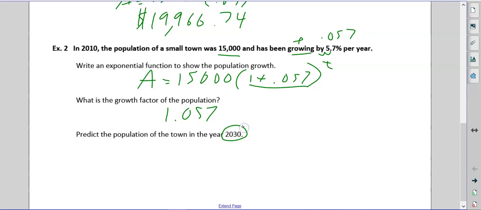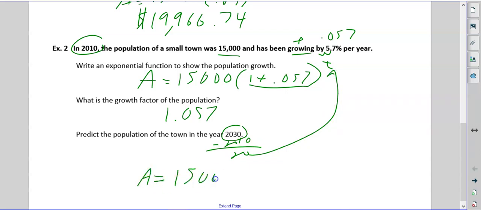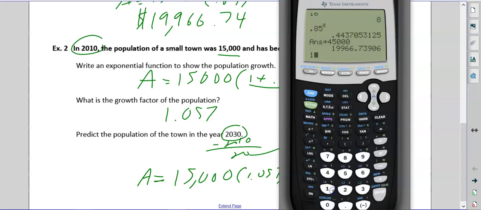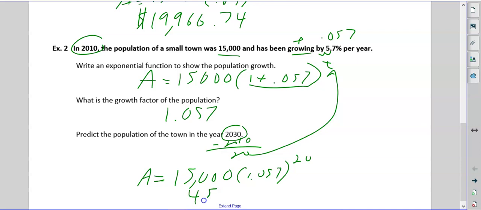What will it be in the year 2030? Well, it started in 2010. So we're going to take 2030 minus 2010 and get 20 years. And that's the number that's going in for time. So again, future value, 15,000 starting amount times 1.057 to the power of 20. So 1.057 to the power of 20 times 15,000. Again, we're going to round to the nearest penny. So 97 cents, but the 7 is going to round it up, so 98. So 45,455 and 98 cents.